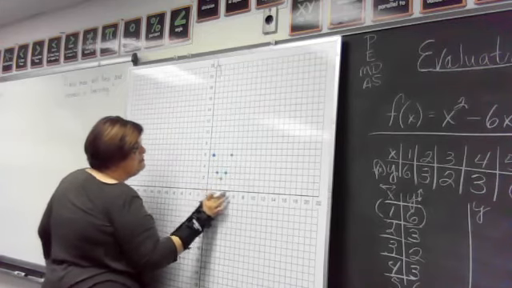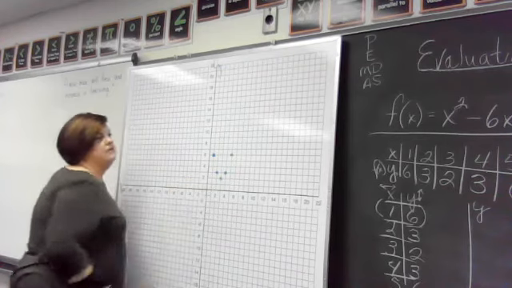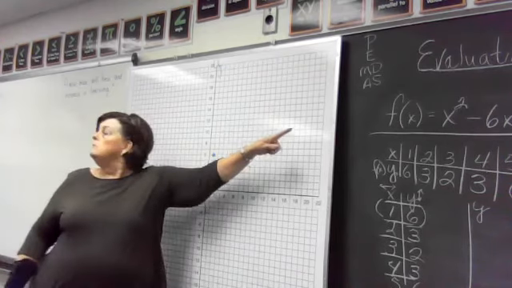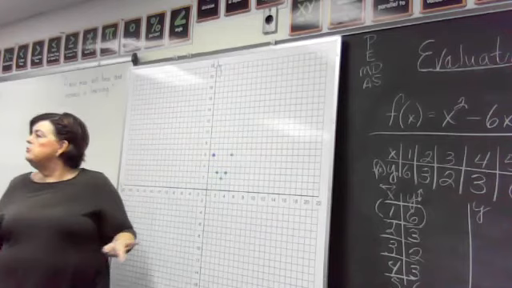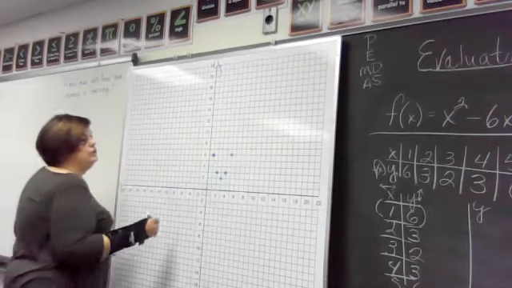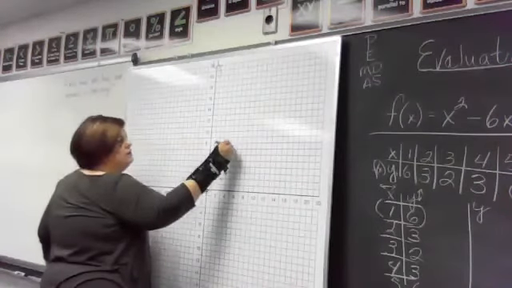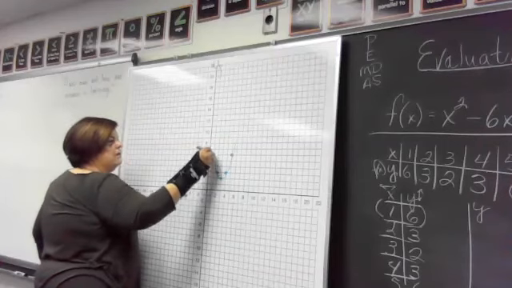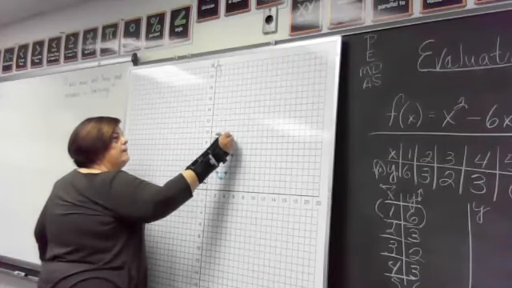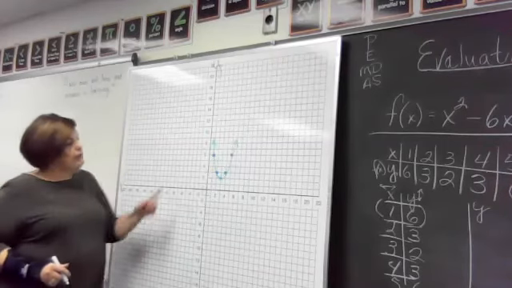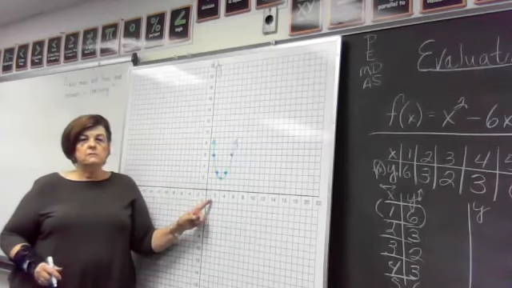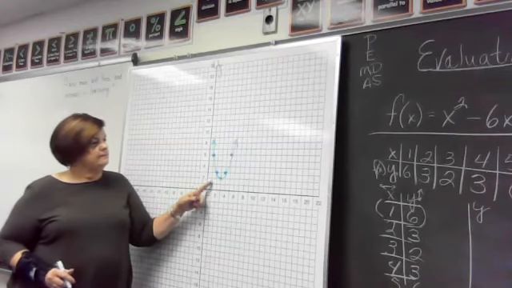So this definitely isn't a straight line, and anything with the exponent of 2 isn't going to be a straight line. So what we're going to do is do a dot to dot here. And this will be the graph of a quadratic. I hope y'all can see this online. Yes, ma'am.